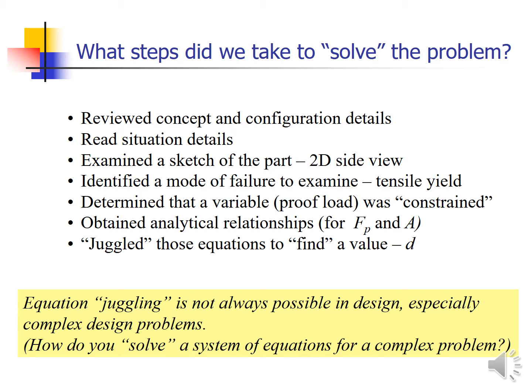This is the step for how we can solve the problem. First, review the concept and the configuration detail, read the situation detail. Examine a sketch of the part; we can sketch a 2D side view. Identify the mode of failure, for example here tensile. Determine the variable, proof of load, and constraint. Obtain the analytical relationship for FP and the area, and then we substitute and juggle the equation to find the D.